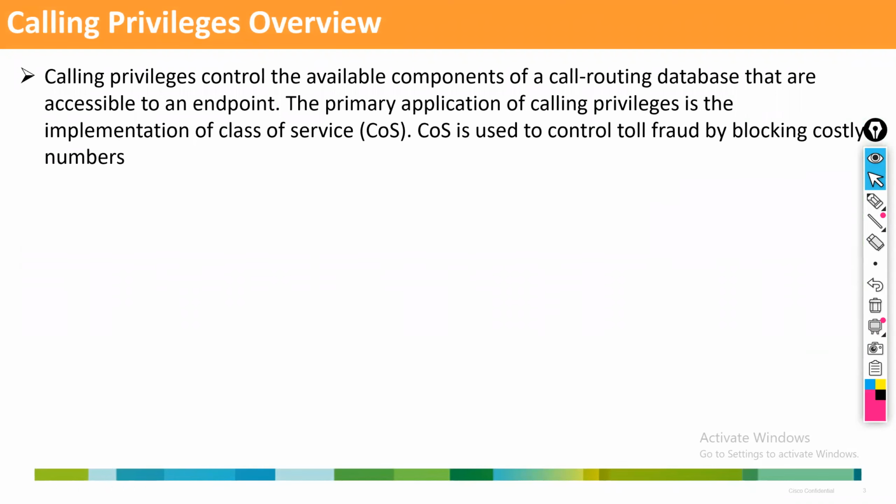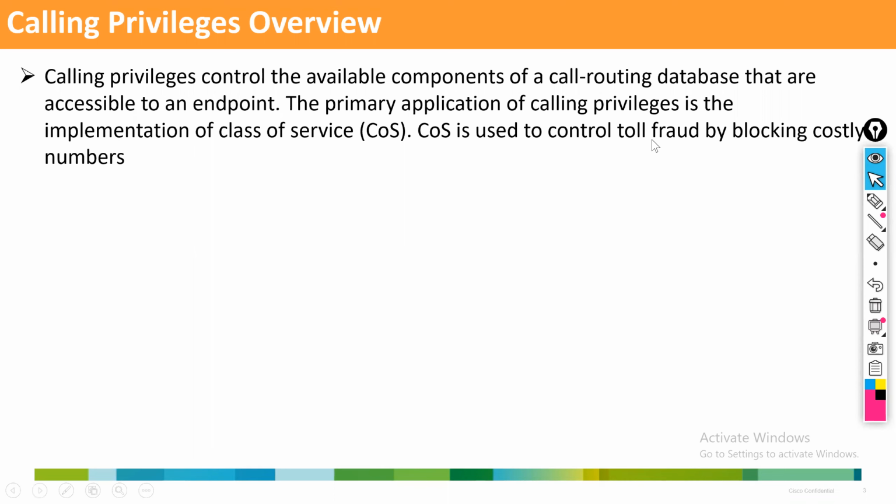Privileges means you are giving permissions. We have different types of numbers: emergency number, local number, national number, international number, toll-free number. When there is a user, what type of number the user is able to dial, that we define under the calling privilege. That means giving the permission.